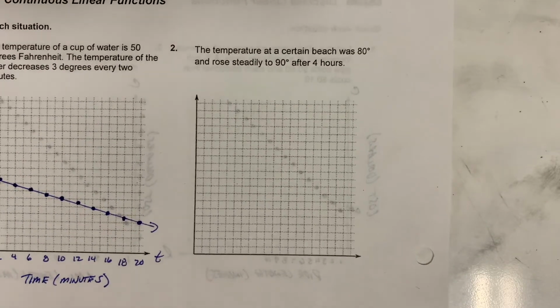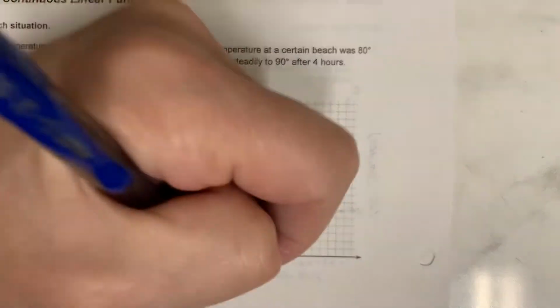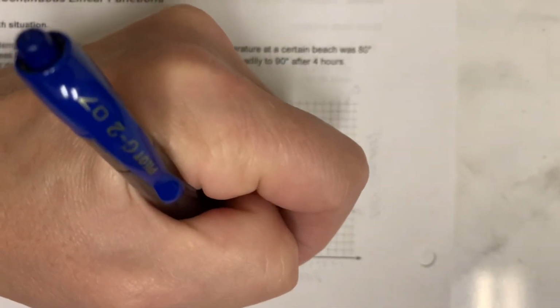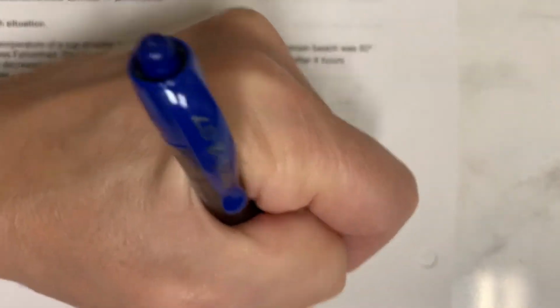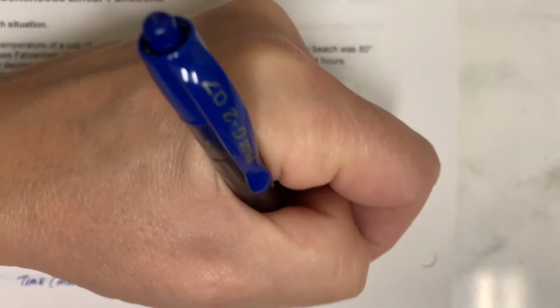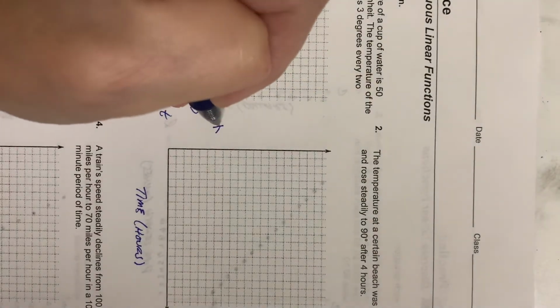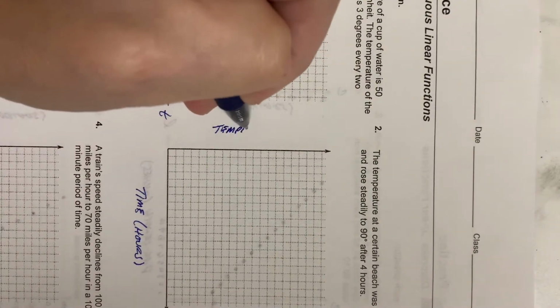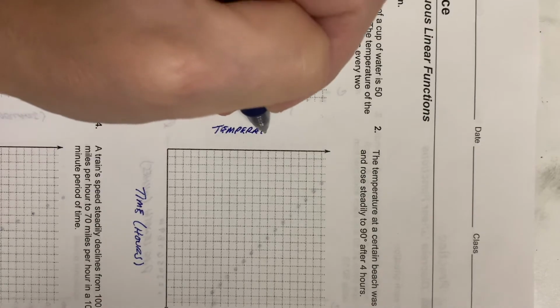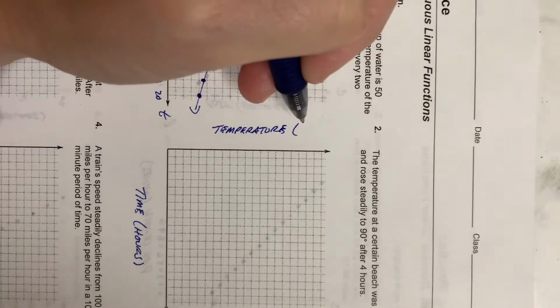Number 2, the temperature at a certain beach was 80 degrees and rose steadily to 90 degrees after 4 hours. So we're going to have time again for our independent variable, and that's going to be in hours this time. T is there, and temperature again is the dependent, and that's going to be in degrees Fahrenheit.